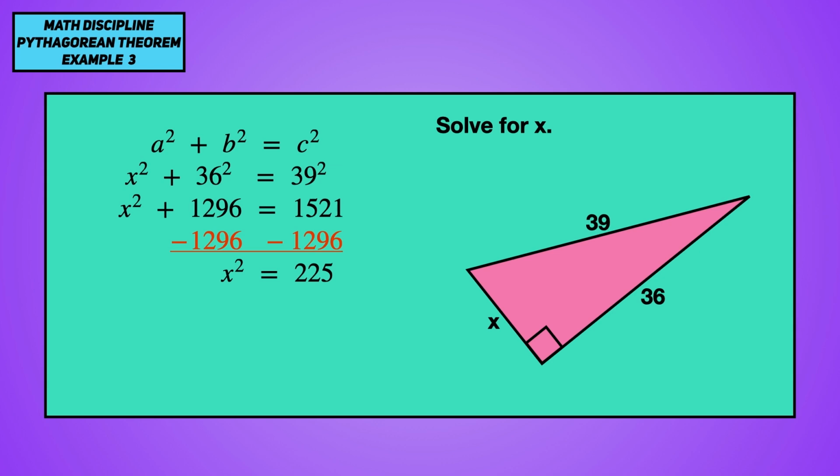Now once again, since we're trying to solve for x, we need to undo that exponent above the x by getting the square root of both sides of the equation. This gives us our final answer, x equals 15.